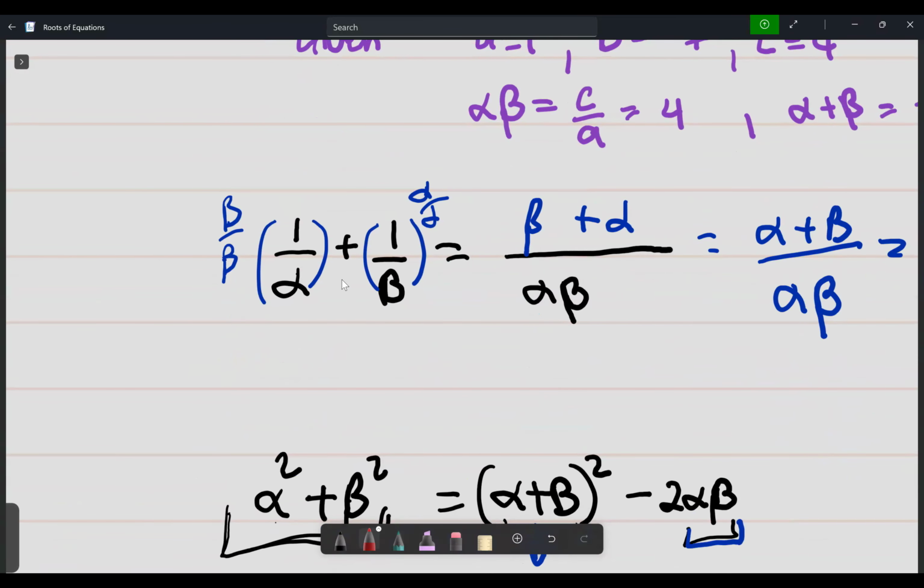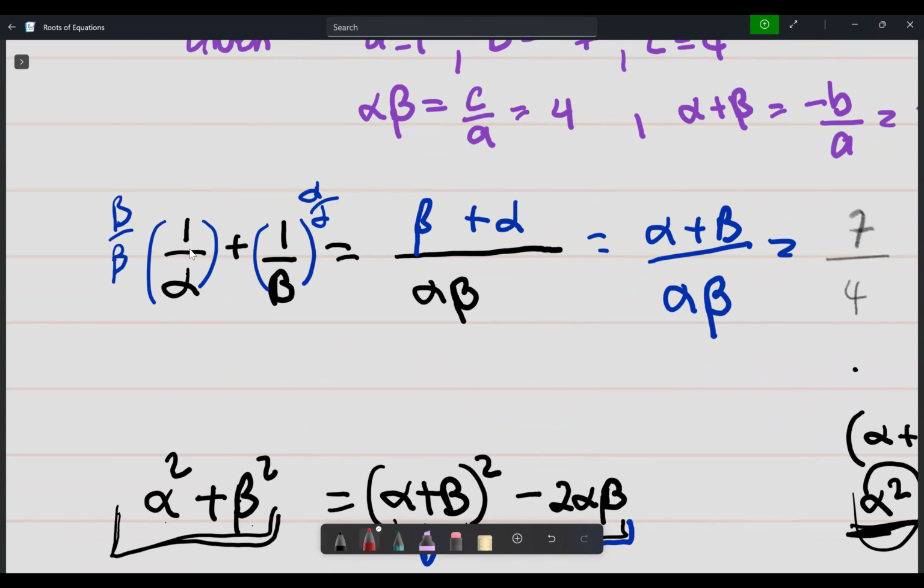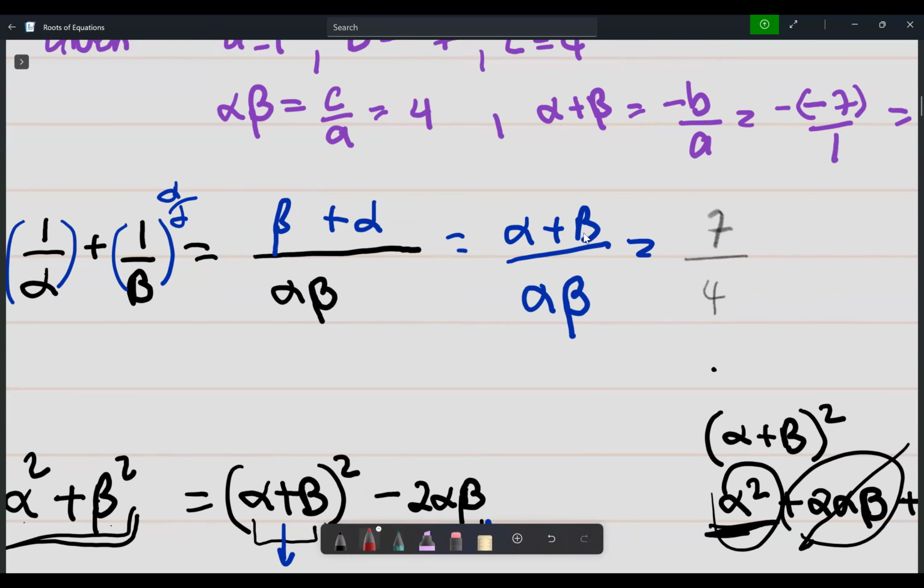So when you have 1 over alpha plus 1 over beta, the first thing you must do is turn it into a single fraction. To do that, you're going to find the least common multiple for the denominator, which is alpha times beta. So multiply 1 over alpha by beta over beta. For 1 over beta, you're going to multiply that by alpha over alpha. So this becomes beta plus alpha over alpha beta. That is just alpha plus beta over alpha times beta.